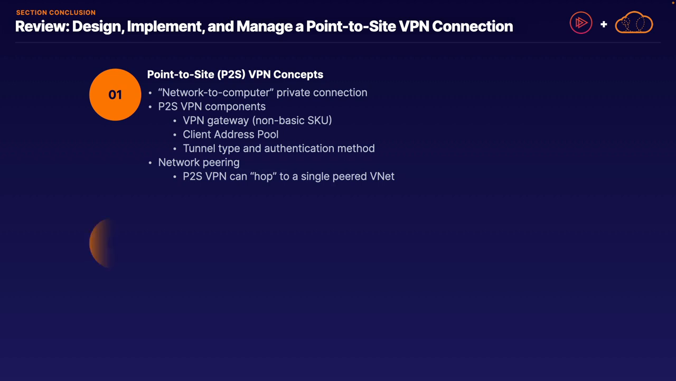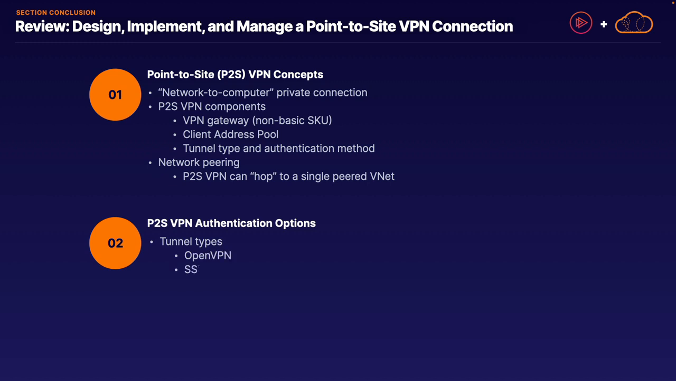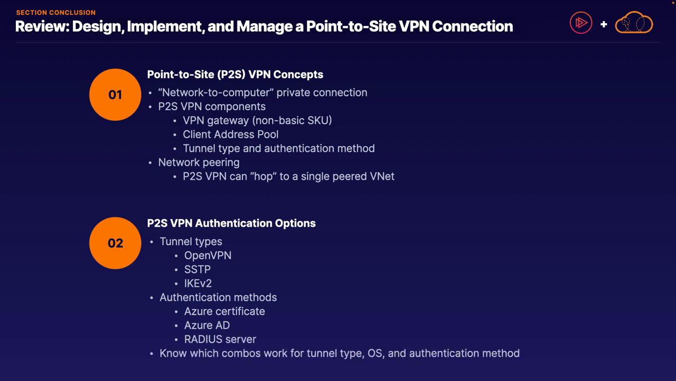We then moved on to taking a closer look at the variety of different VPN authentication options, which include our three different tunnel types, which are OpenVPN, SSTP, which is Windows only, and IKE version 2. And we also covered our three authentication methods, which include an Azure certificate, Azure AD, and a Radius server. Once again, it will be an exam objective to know which combinations of tunnel types and authentication methods work together, and also which operating systems they are compatible with as well.